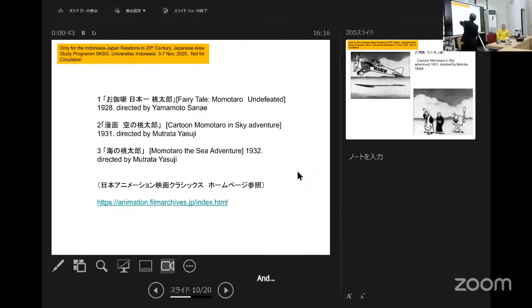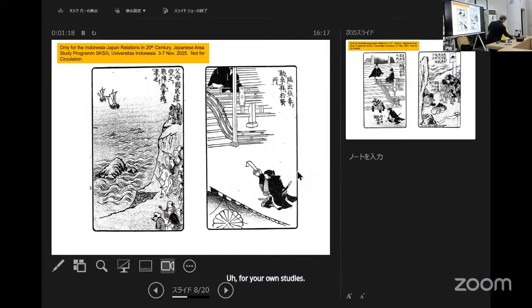And thirdly, this is so interesting for me. This is Momotaro, sorry, this is the long one, a sea adventure or under the sea. Just try to check with your own devices. These are such good materials you can get for your own studies.